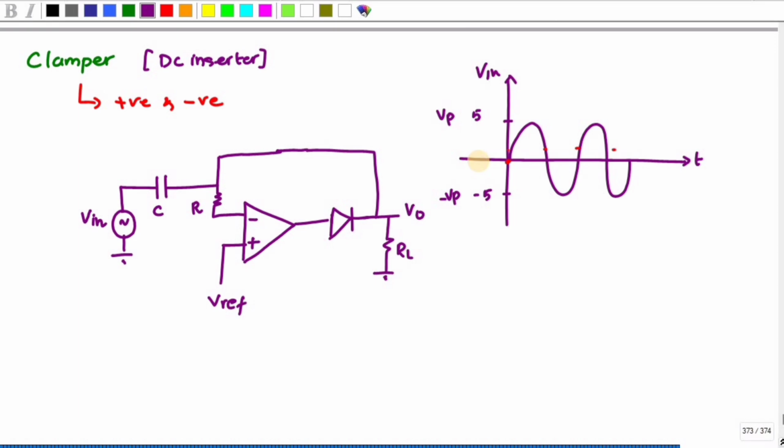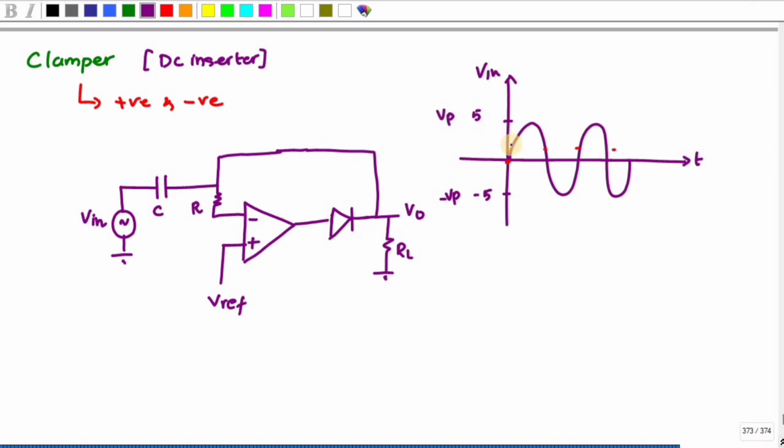Here the output is clamped to a desired level by either shifting up or shifting down an input signal. If it is shifting up, it is called a positive clamper. If it is shifting down, it is called a negative clamper. The application of this clamper is as a DC restorer, which is used in television circuits in order to restore the DC level for the video signal. It is also called a DC inserter, and it is used to add a fixed voltage level to a minimum or maximum value of the input signal.